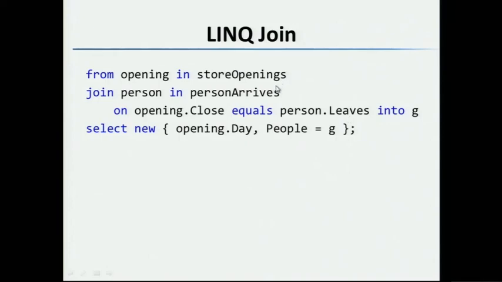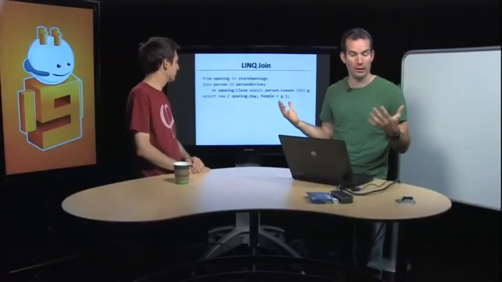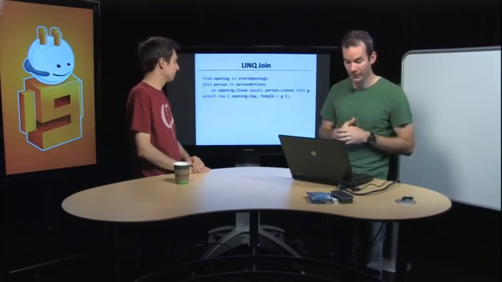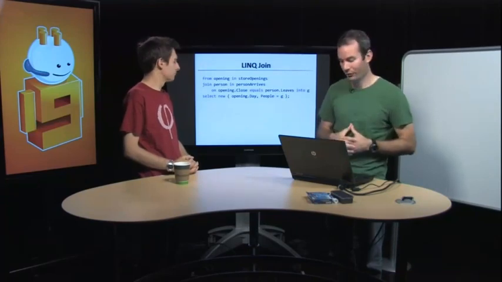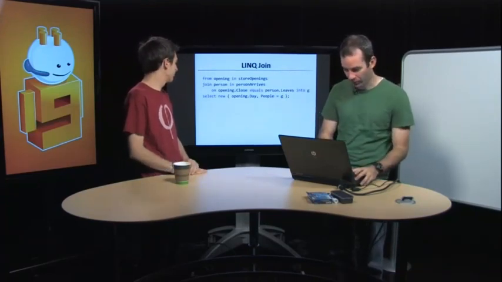And so what we can do is take the store openings and the person arrives streams and compute when the overlaps occur between those things, and then put them into some window here called G. That's what the into G signals: where to put the window of the overlaps. Now we'll say the opening day is here, and the people that arrive are in G. And now we've actually computed when people are at the store at the same time that it's open for each day. This is an example of how to use the LINQ Join operator in order to compute coincidence in reactive streams. All right, let's take a look at some examples.